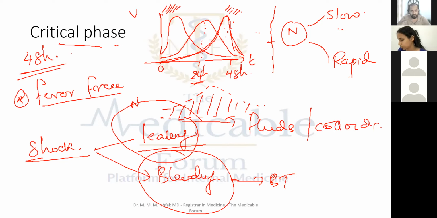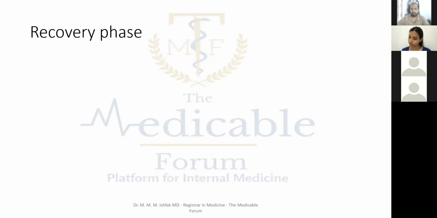Now that also I will be teaching you during this course. So shock is the most common complication of critical phase. So we know in febrile phase, the most common complication is dehydration and bleeding. In critical phase, it is shock, and this shock could be due to leaking or due to bleeding. Next, after the critical phase is over, then you come to the recovery phase.